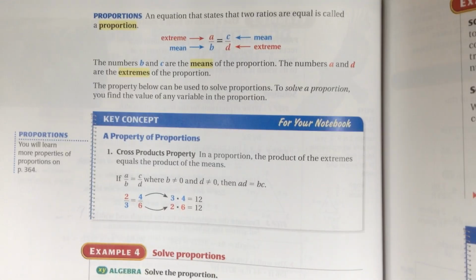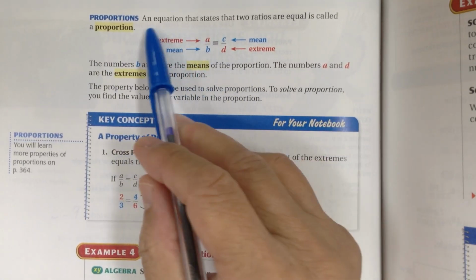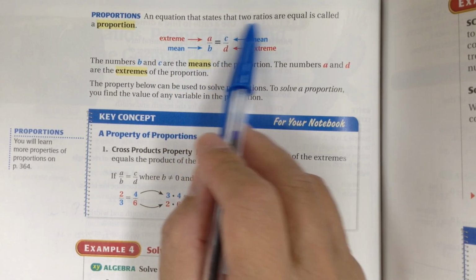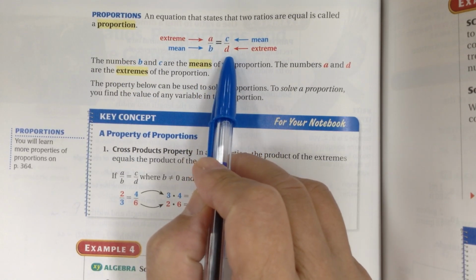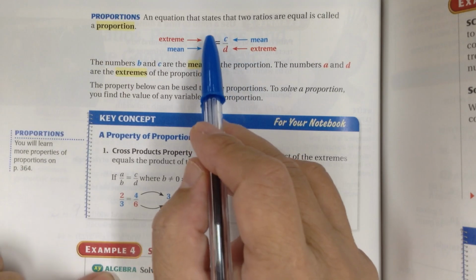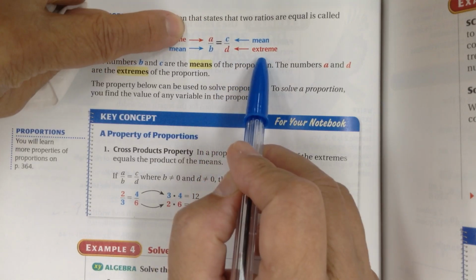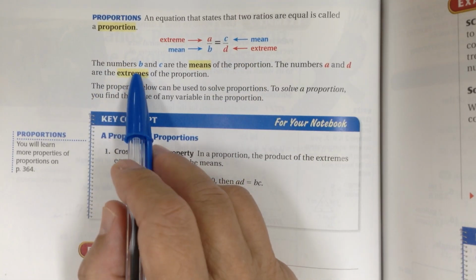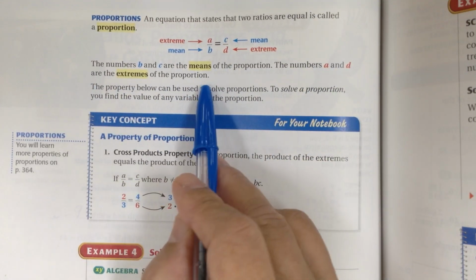Okay, now let's go to page 358. Proportions. It says an equation that states that two ratios are equal is called a proportion. So when you have a ratio equal to another ratio, this would be a proportion. In the proportion a over b equals c over d, the letters on the ends, A and D, are the extremes. The two letters in the middle, B and C, are called the means of the proportion.